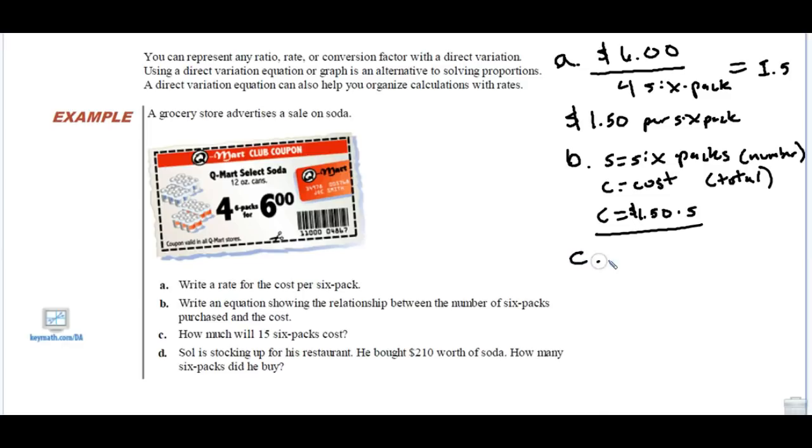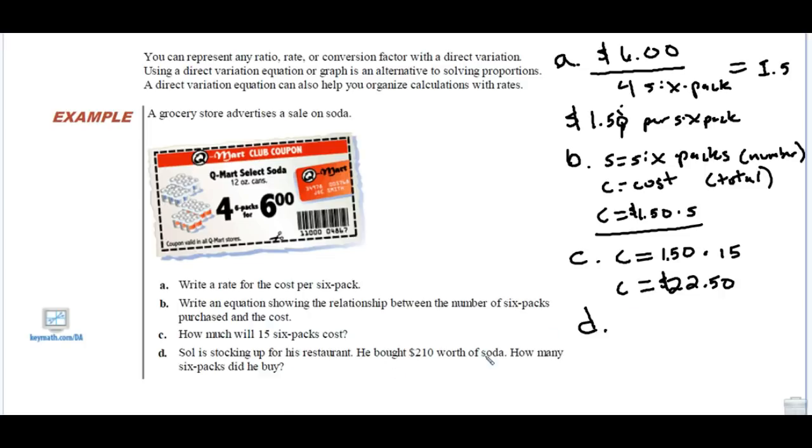So then part C, how much will 15 6-packs cost? Well, I would say C, I want to know how much it costs, equals, I have $1.50, and I want to multiply that by how many 6-packs I have, which is 15. And if I know 15 times 15 is 225, so C is going to equal, it's not $2.25, it's going to be $22.50. Which seems to be good because if I have 4 6-packs for $6, if I take 3 times 6, I would get 18, and that's going to be a little bit less than what I have here. And that should be okay. So then there is my answer for part C.